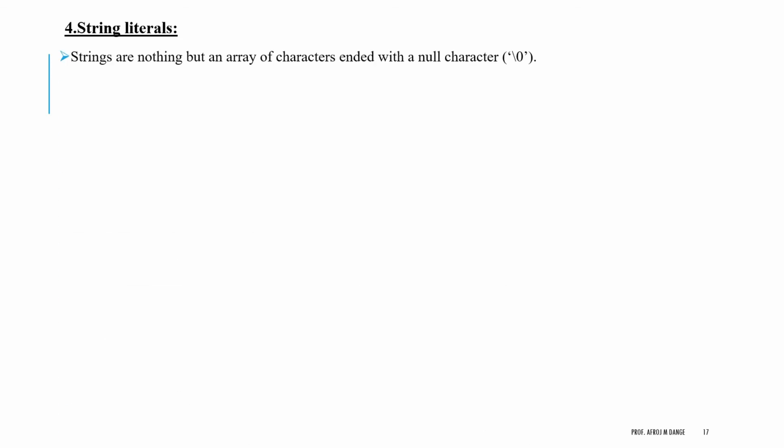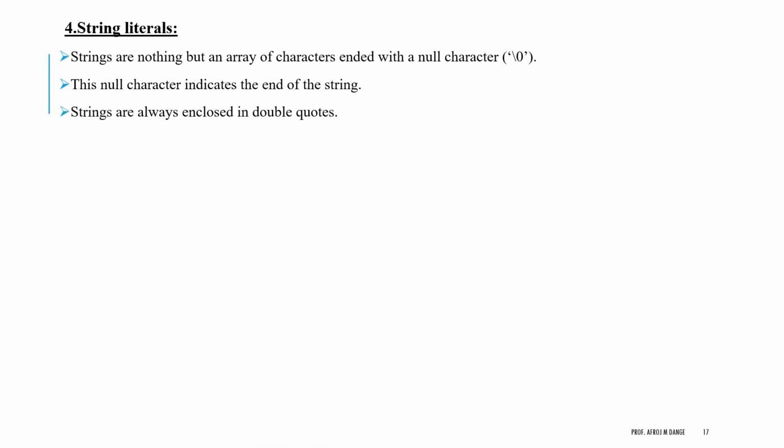Now let's talk about string literals. Strings are nothing but an array of characters ended with a null character, that is \0. The difference between a character array and a string is that the string is terminated with a special character \0. This null character indicates the end of the string. Strings are always enclosed in double quotes, whereas a character is enclosed in single quotes in C and C++.